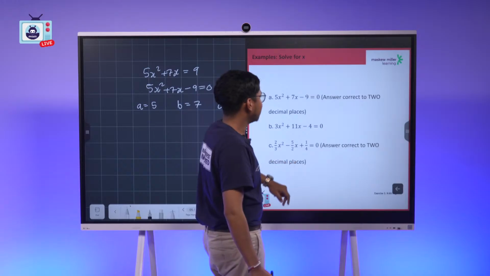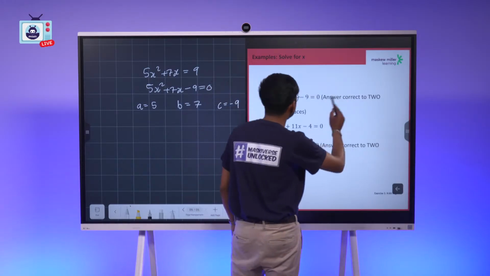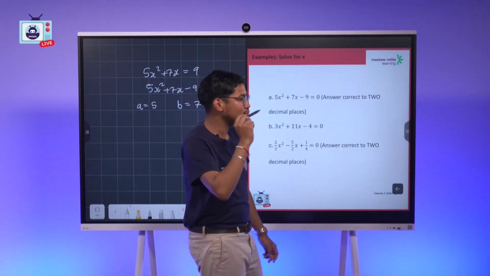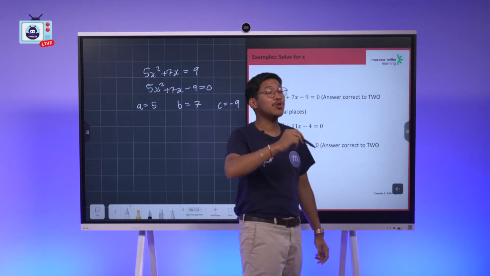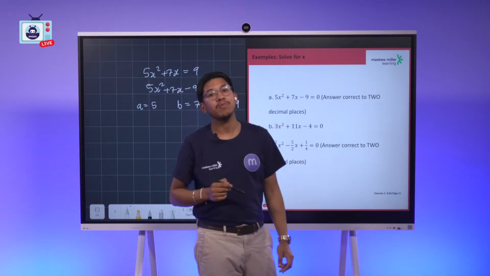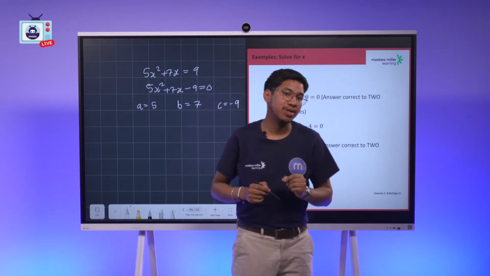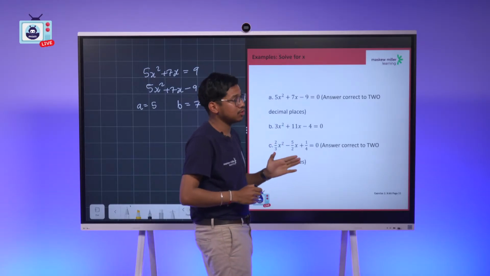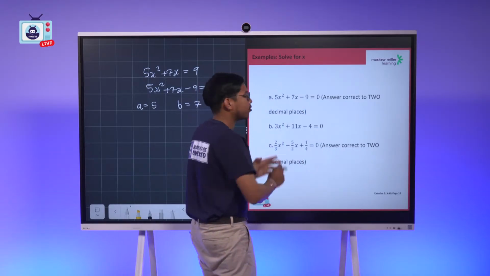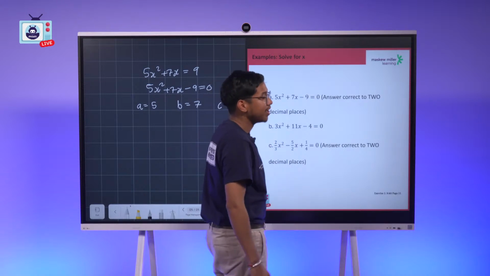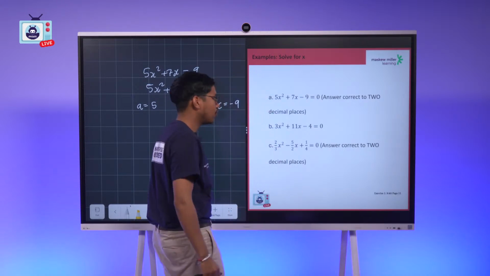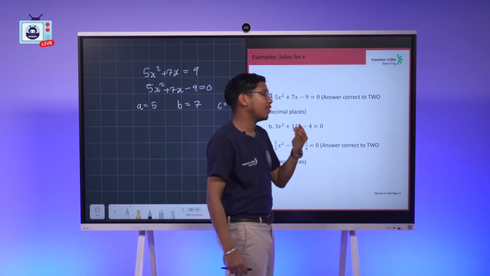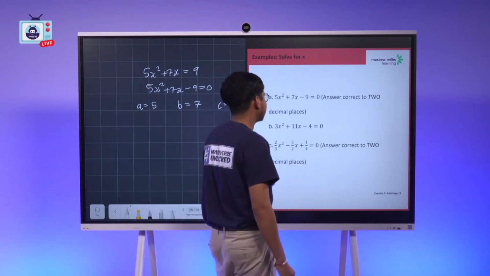I want to give you a hint here. It is saying answer correct to 2 decimal places. Whenever it is saying answer correct to 2 decimal places, that is where you will use the quadratic formula. And why are we using this formula? It means that if we're going to try any method of factorization to solve this problem, it will not work at all. So it forces me to use the quadratic formula to find out what the solutions of x actually are, right?